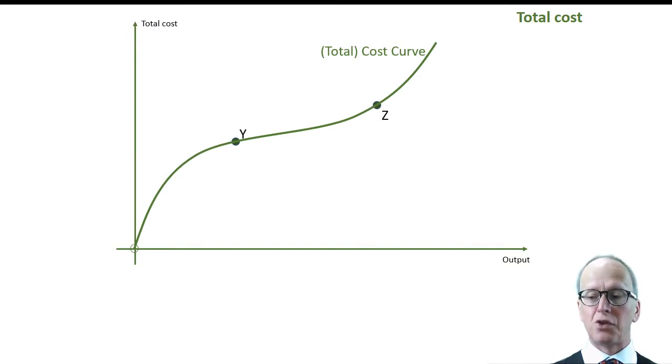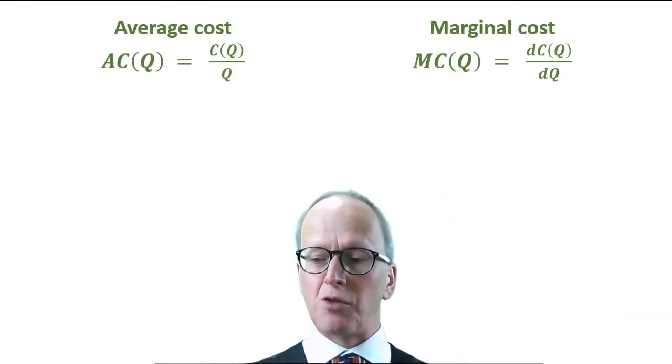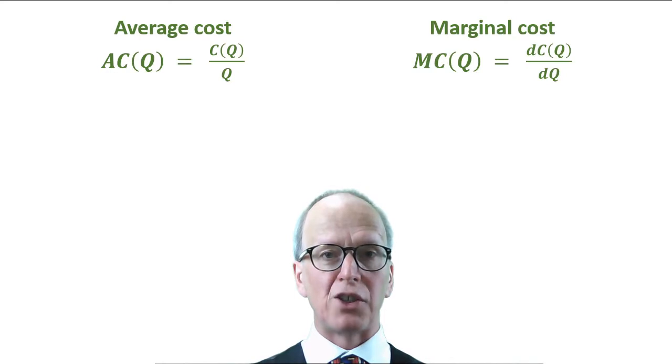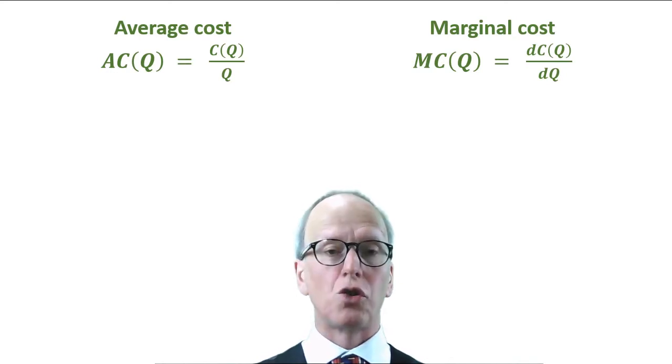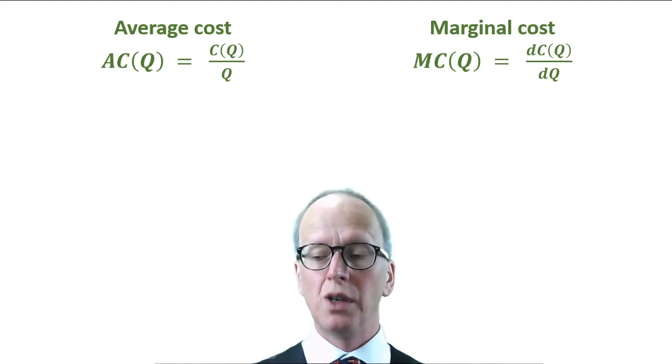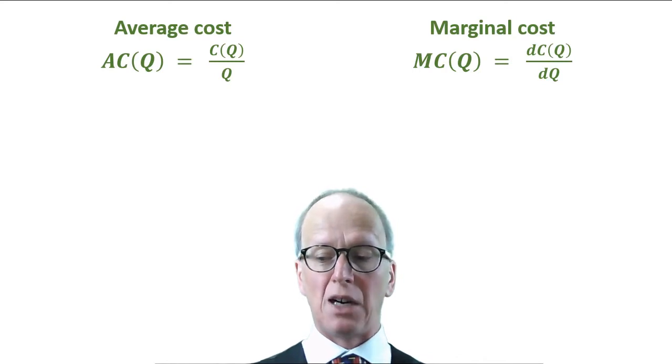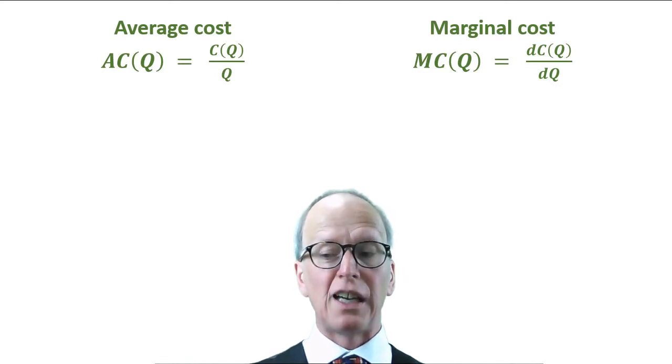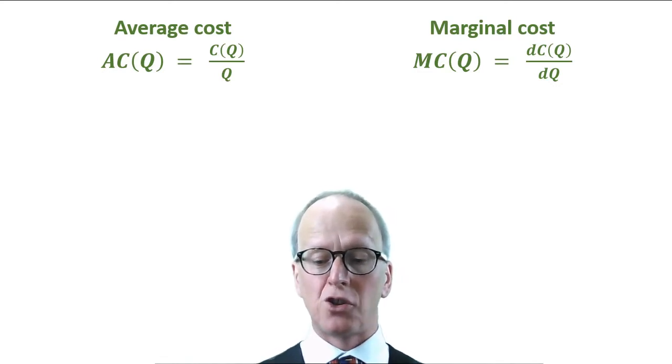You may well have seen examples of a total cost curve like the one in the diagram. The curve is always upward sloping, getting flatter at low outputs, but then starts to get steeper. In thinking about firm decision making, we do not usually use the total cost of production. Instead, we use two other measures of cost. Average cost is the total cost per unit of output. We define it as the total cost of producing output Q divided by the level of output. Marginal cost is the rate of change of total cost as output increases. We define it as the derivative of total cost with respect to output.